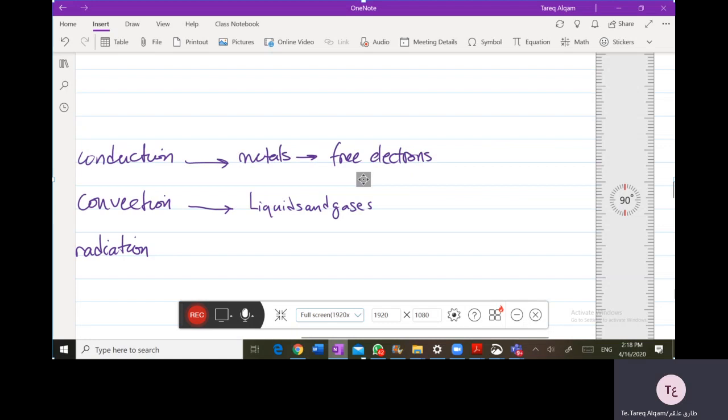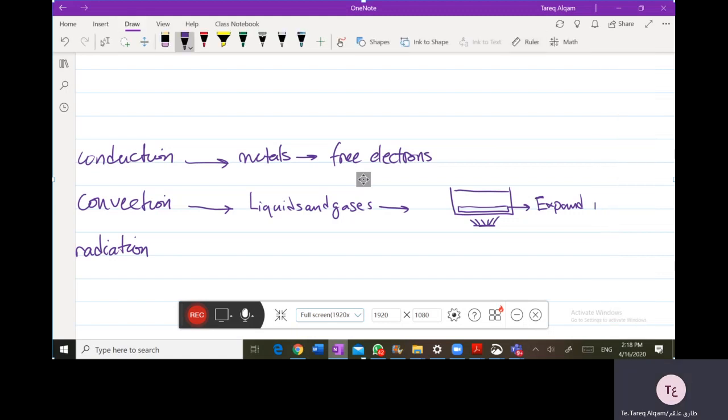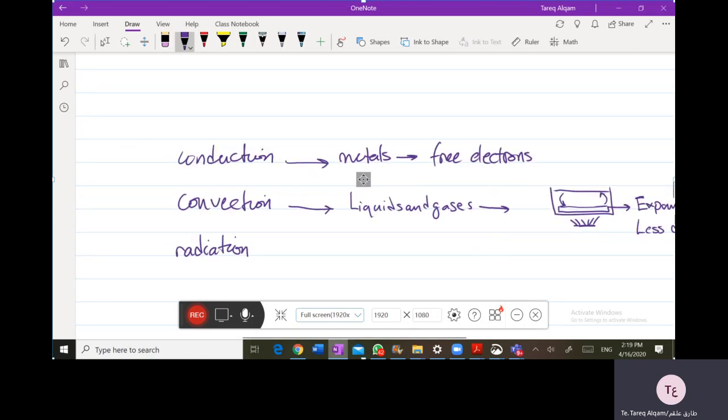If you remember, convection takes place when you heat something like this, right? When you heat the water, the water at the hot end expands as a result of the temperature increase. As it expands, it becomes less dense, so it will rise up. The cold one here will sink down, and so on. As a result of that, we have these convection currents.